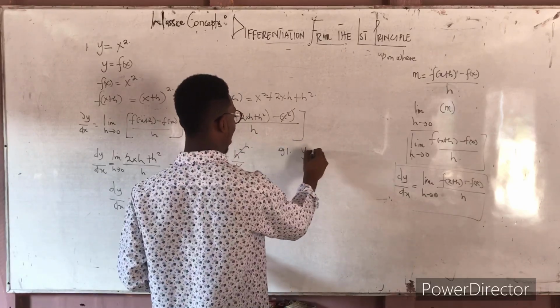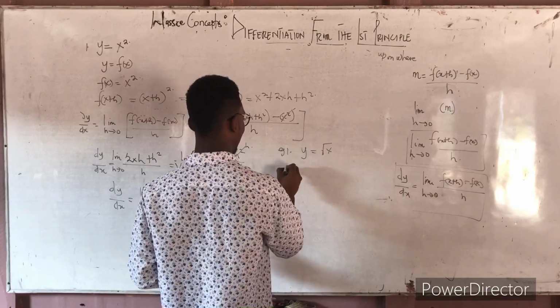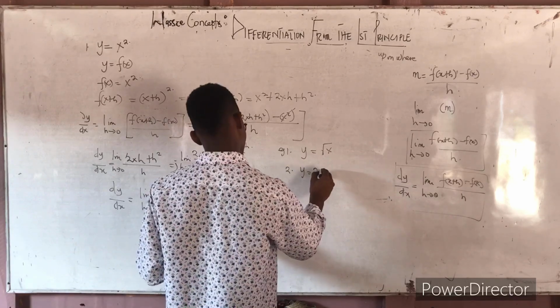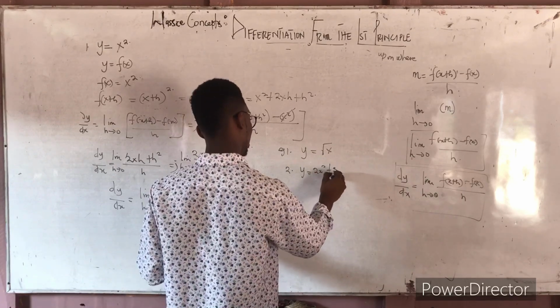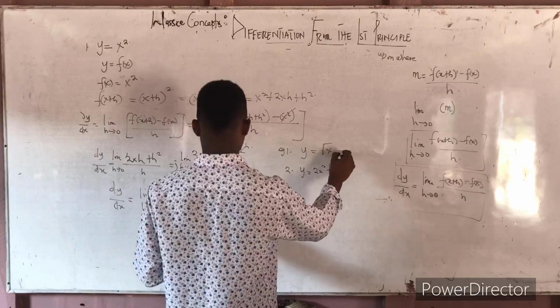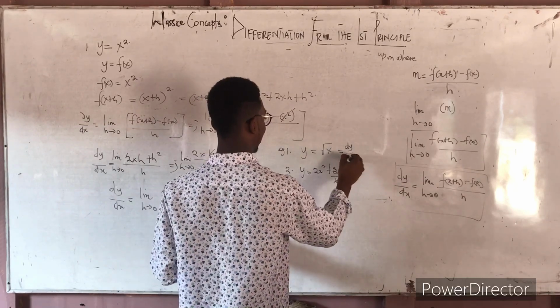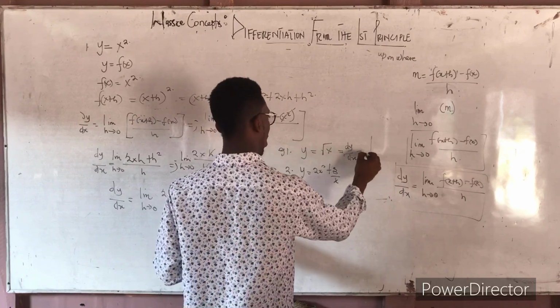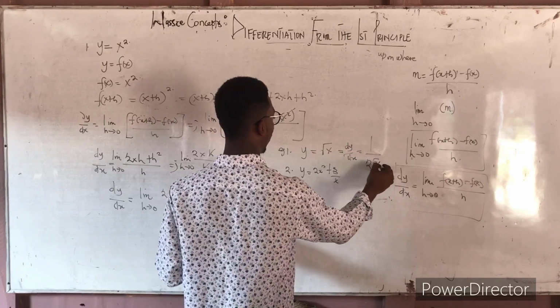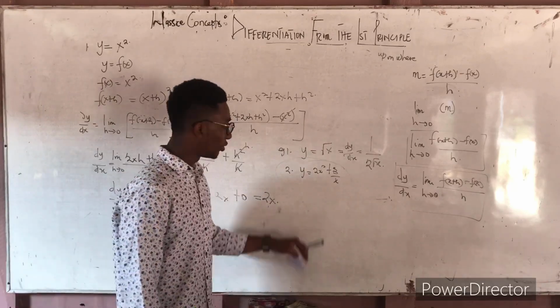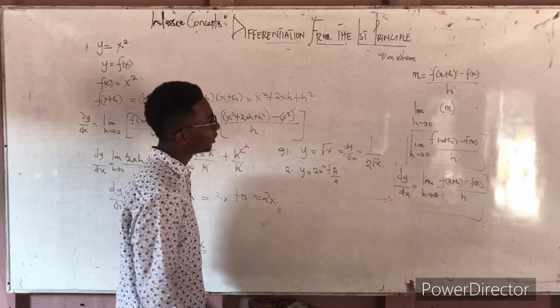Try your hands on this example. So example 1, y is equal to root of x. And example 2, y is equal to 2x squared plus 3x. When you do example 1, you have dy dx to be 1 over 2 root of x. So try your hands on these examples. In the next video, I'll give the answer to this particular question. Thank you.